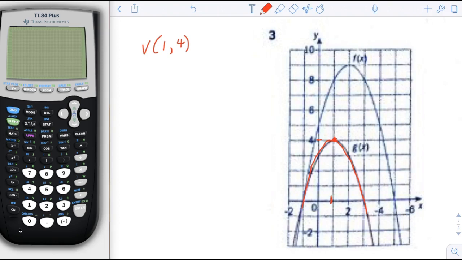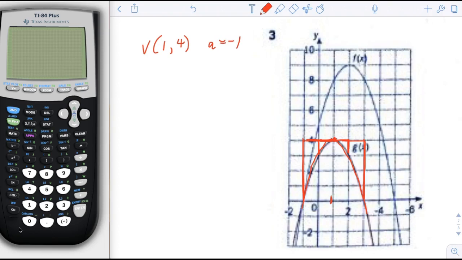Let's see the size of this parabola. When we go left 1, it goes down 1. If we go left 2, it goes down 4. If we go right 1, it goes down 1. If we go right 2, it goes down 4. So this is just a regular sized parabola, except for it's opening down. Okay, so since it's opening down, the a value is going to be -1, okay?